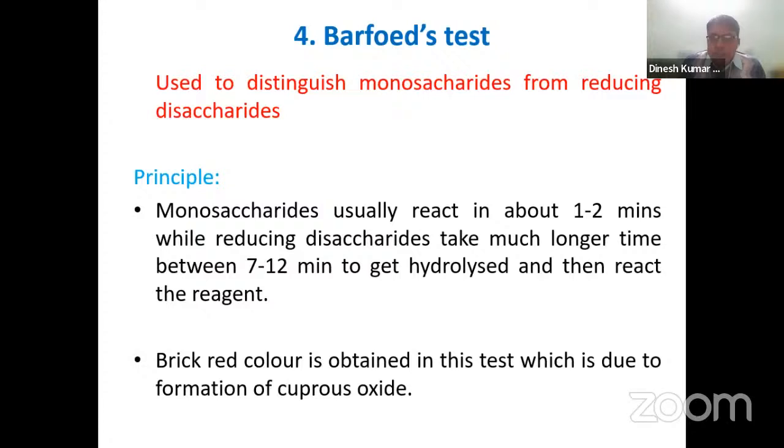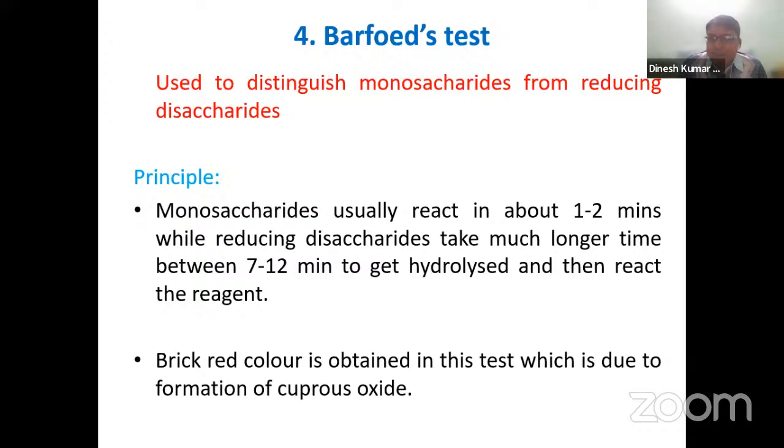Now, you have done the test for reducing or non-reducing. The sugar can be a disaccharide or monosaccharide. Both give the positive test for reducing sugar, Fehling or Benedict. And you have to differentiate whether the sugar is a monosaccharide or disaccharide. So we can do this.